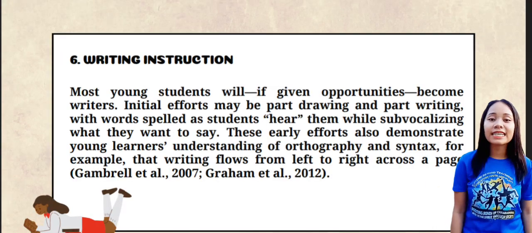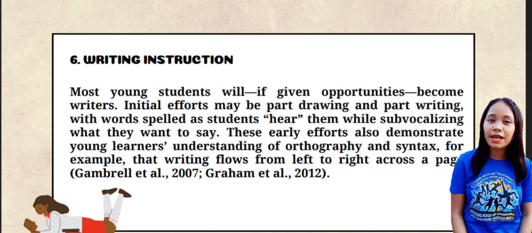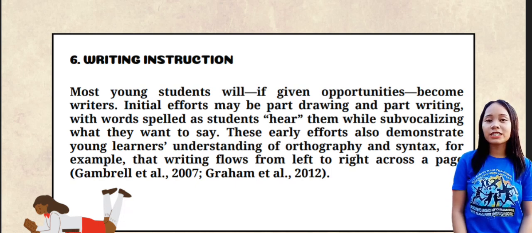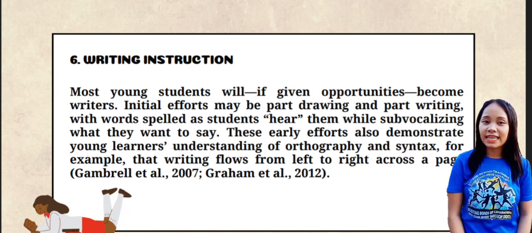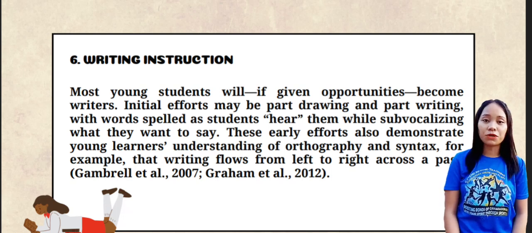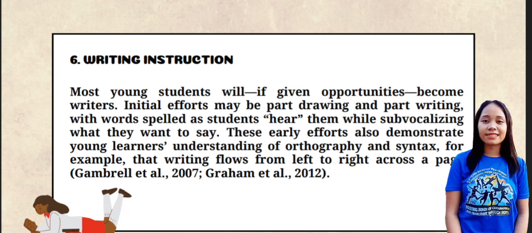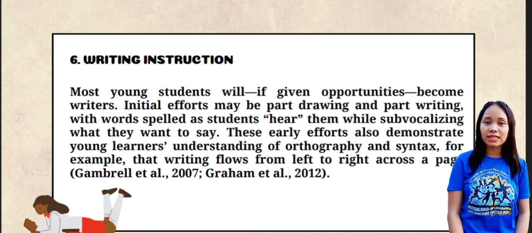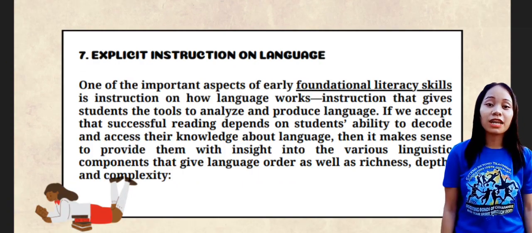Next, we have writing instruction. This helps young students become writers by providing them with opportunities to express themselves through drawing and writing. In the beginning, their writing may include drawings and phonetic spellings as they sound out words. These early writing attempts show that young learners understand basic written conventions like the direction of writing from the left to the right of the page. For instance, next, we have explicit instruction on language.